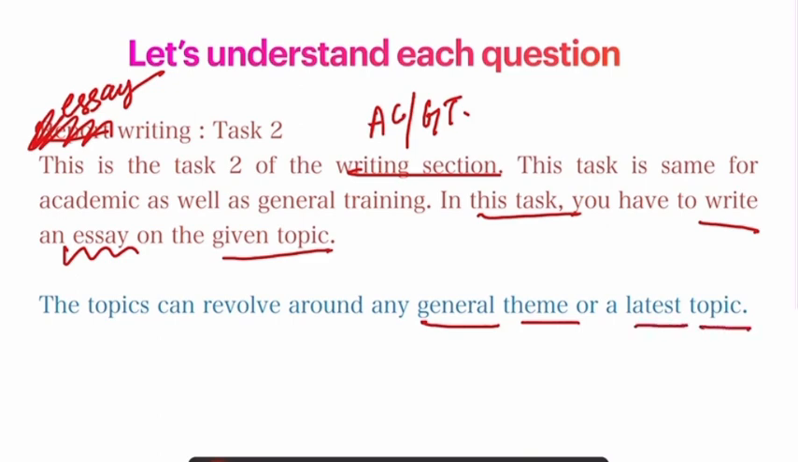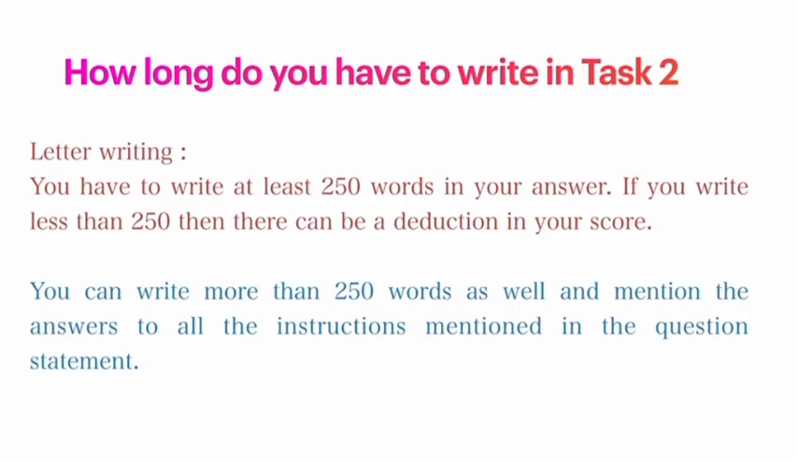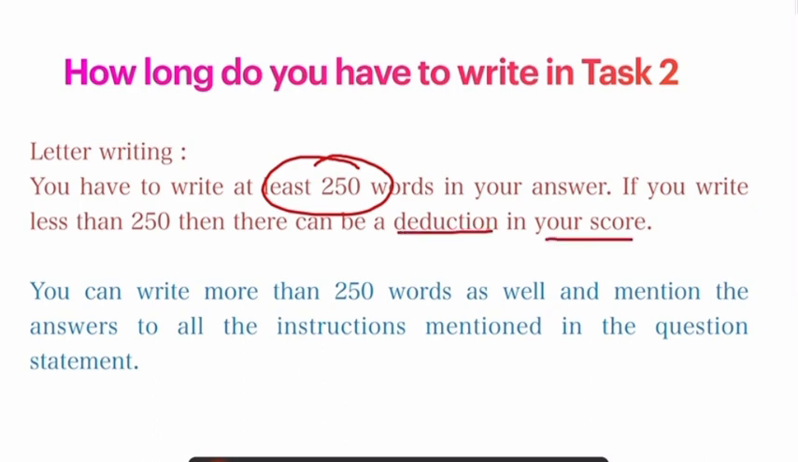So whichever essay you get, whichever question statement you get, you have to understand the instructions very carefully, that what exactly you need to answer in this essay. Now here in task 2, you have to write at least 250 words in your answer. If you write less than 250, then there can be a reduction in your score. You can write more than 250 words as well and mention the answers to all the instructions mentioned in the question statement.